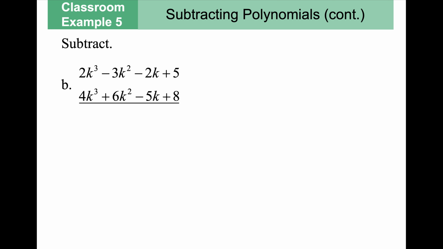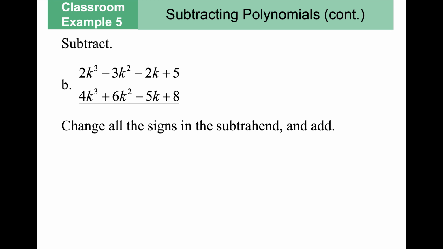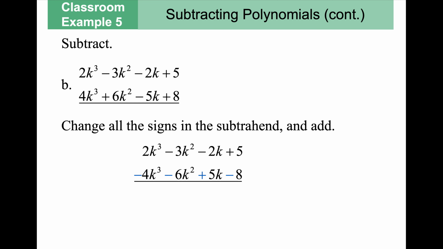Here's an example of doing them vertically. Some students just like to show it this way in their work, but I would still need to change the sign of all the second ones because I'm distributing that negative through. Then I can do my like terms.